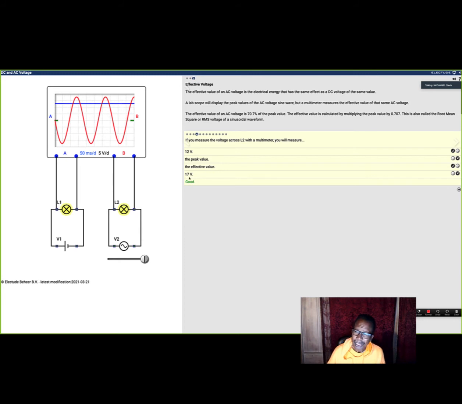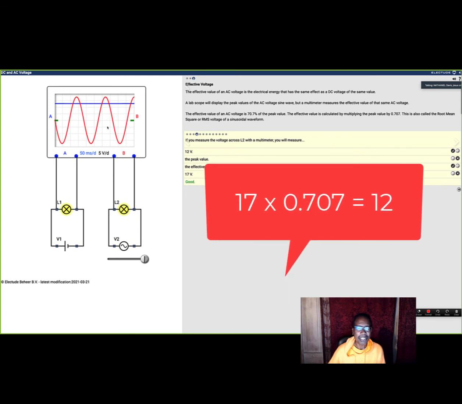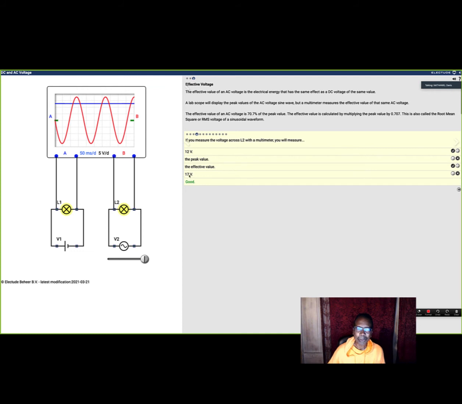Now this one right here surprised me. It says, if you measure the voltage across L2 with a multimeter, you will measure 17 volts. No, you won't measure 17 volts because you're going to go peak to peak. So a multimeter is going to give you peak to peak. So no, it won't be 17 volts. It'll be from the whole amplitude. Okay, I got it now. It'll be the whole amplitude.